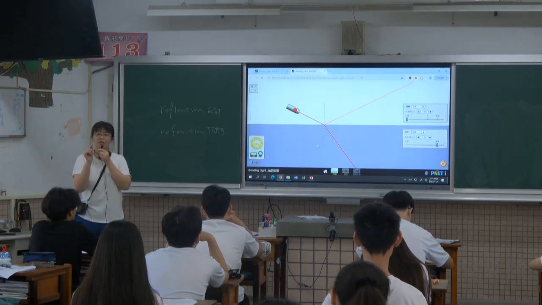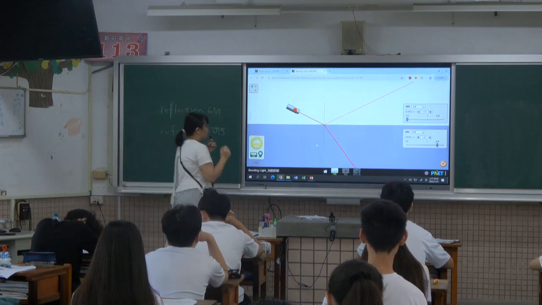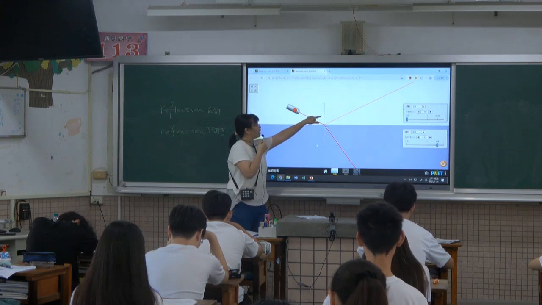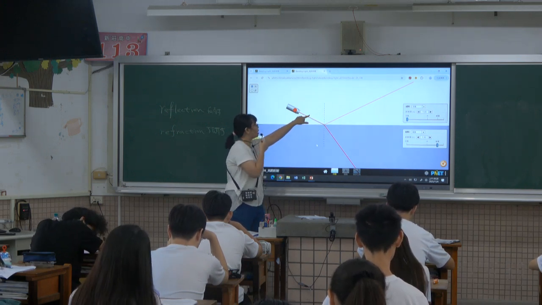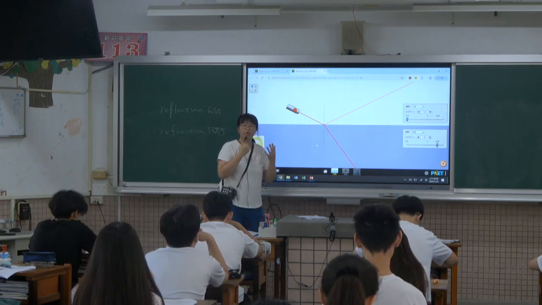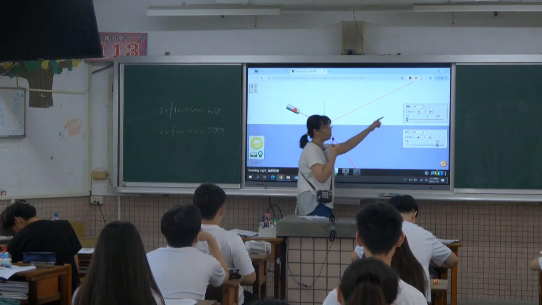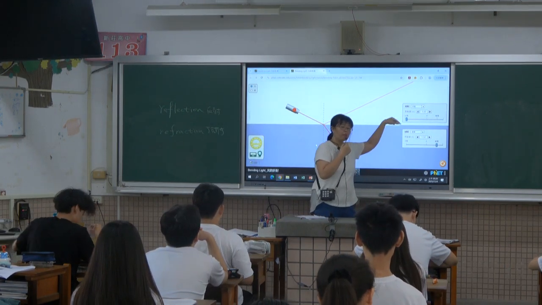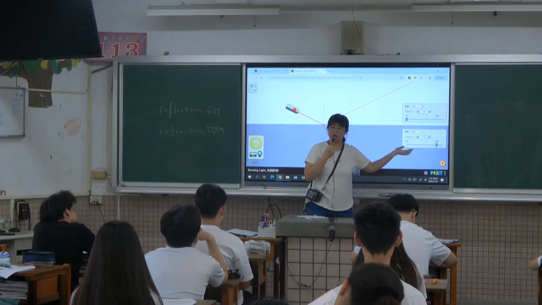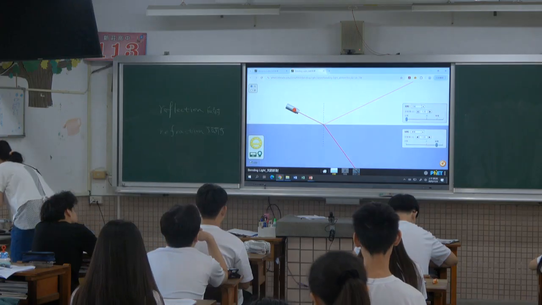The angle is smaller. So in this simulation, you can see the reflection angle is decided by the incident line, but the refraction angle is decided by the different material. Different materials have different velocity. Okay, so back to our worksheet.